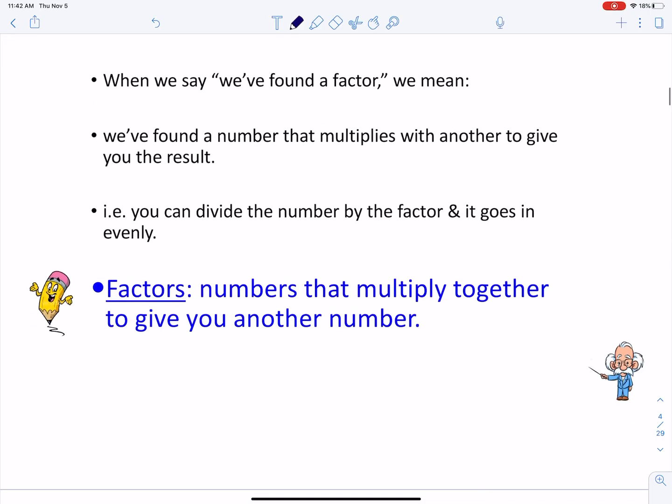When we say we found a factor, what we mean is that we found a number that multiplies with another to give you the result. For example, you can divide the number by the factor and it goes in evenly. Pencil buddy, get those pencils out. Factors: numbers that multiply together to give you another number.